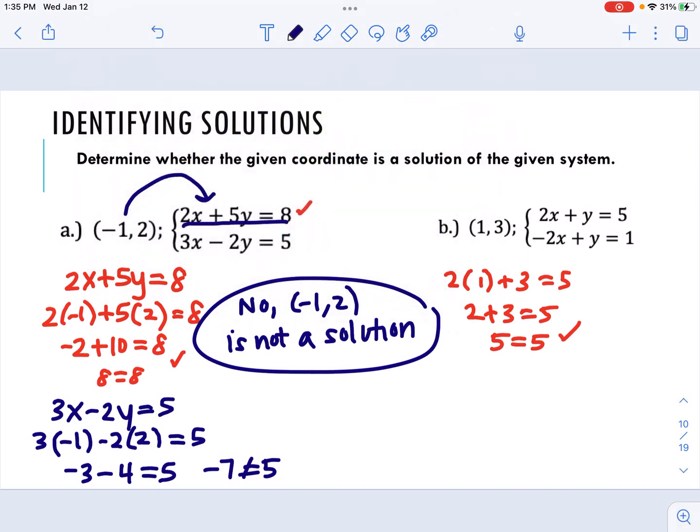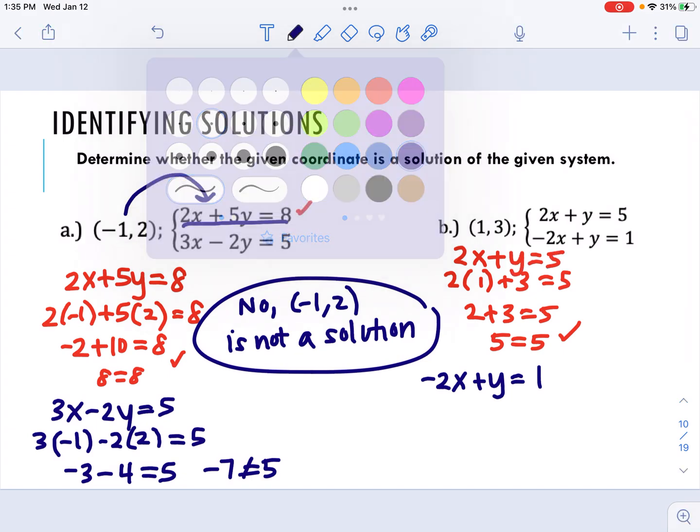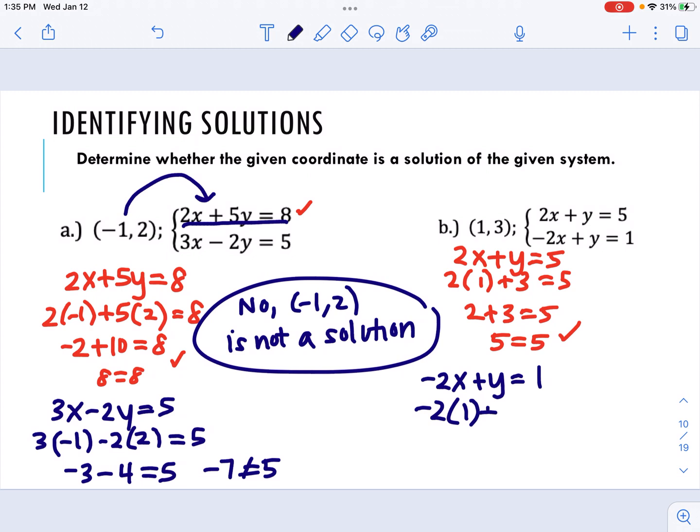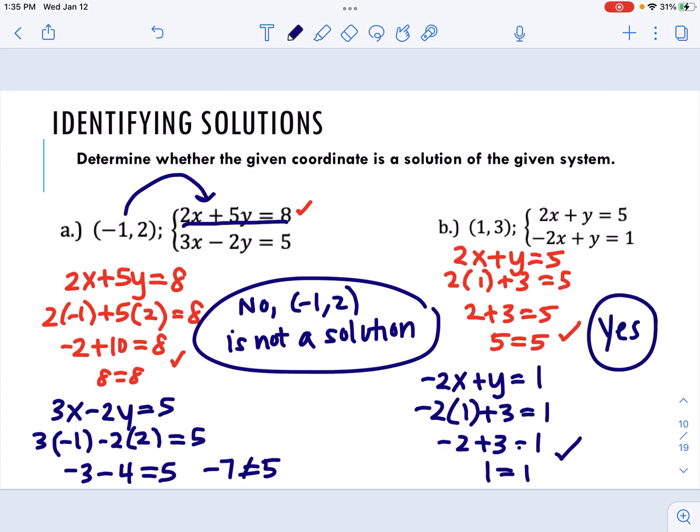Now I'm going to try the same thing with the second equation. We've got -2x plus y equals 1. I apologize for the red one. I should have started by writing it too, so I'm going to go back and add that in. All right, we're going to plug in 1 for x, 3 for y. -2 plus 3, does that equal 1? It sure does. Since it satisfies both equations, this is a solution to the system. What this means is that if I were to graph these two lines using Desmos, 1, 3 would be the point of intersection. That would be the point at which both lines intersect.